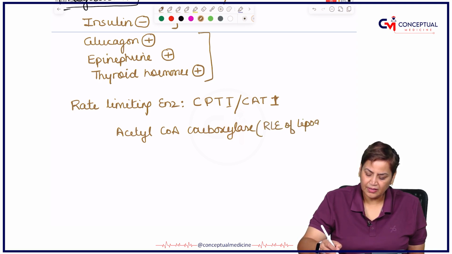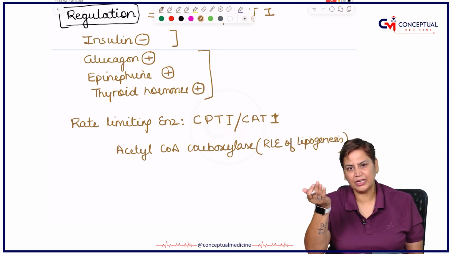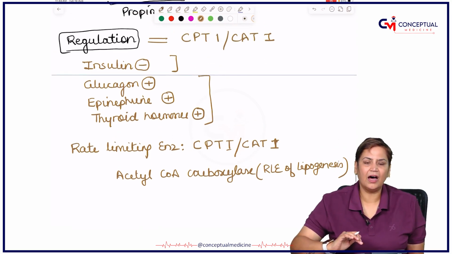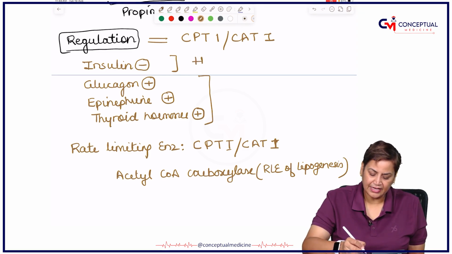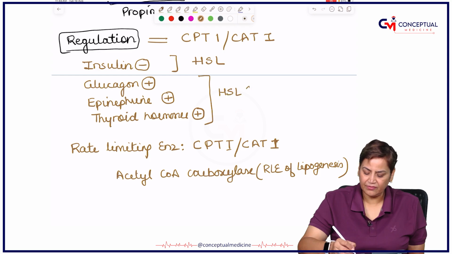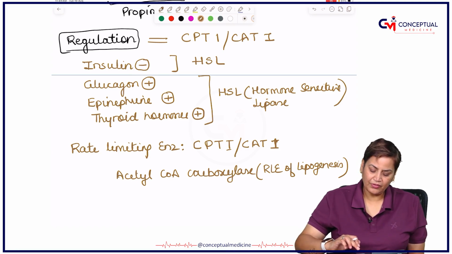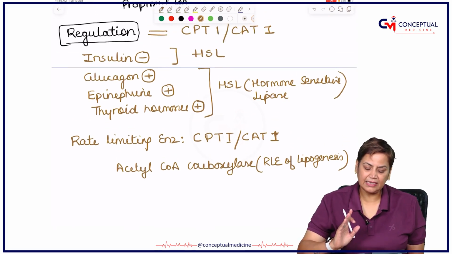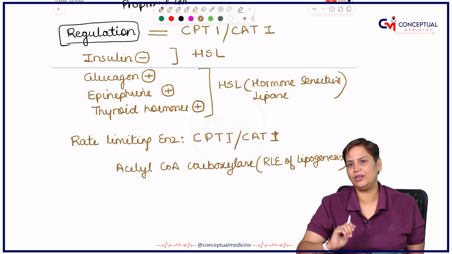So there is a kind of coordination between them. Acetyl coenzyme A carboxylase coordinates lipogenesis, CPT1 will be coordinating lipolysis, and the main enzyme here is hormone sensitive lipase, which is also known as HSL. Insulin inhibits HSL, whereas these hormones promote HSL. So we can simply say that in beta oxidation of fatty acids the rate limiting enzyme is CPT1 or CAT1, which is regulating the flux of acyl coenzyme A into the mitochondria.